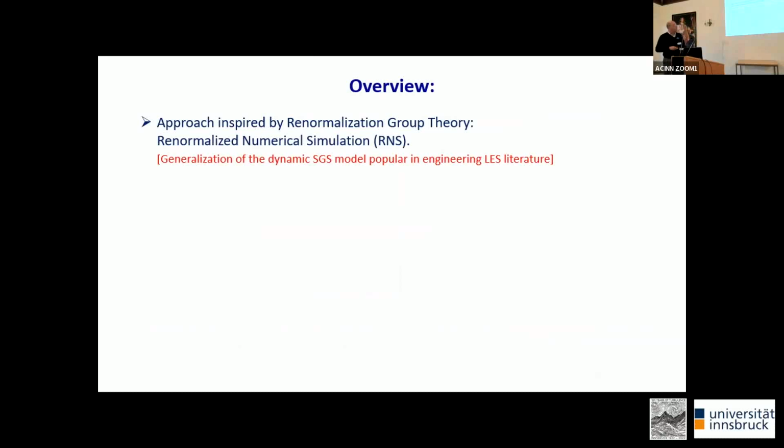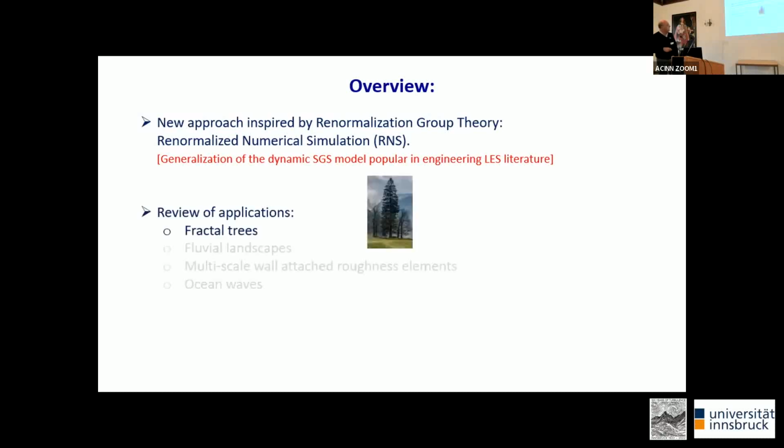It's been a very successful theory. Applications in turbulence from a theoretical point of view have probably not been as successful. So what I'll describe here is a way of doing simulations inspired by this. We call this renormalized numerical simulations. I should note that this is a bit similar to the dynamic subgrid model that's more popular in the engineering LES literature. So I'll describe the basic thinking behind it through an application. It'll be very concrete, and I'll talk about the application to fractal trees.